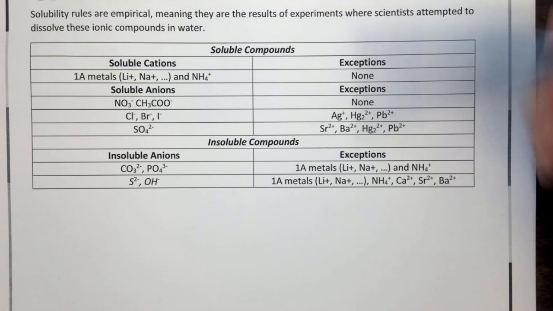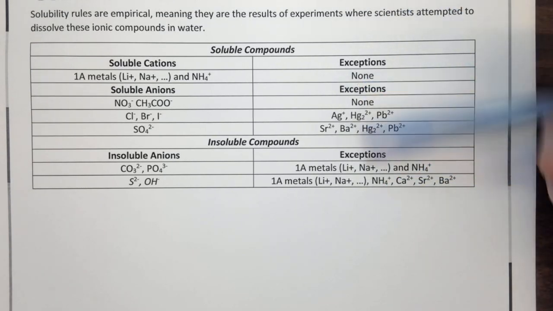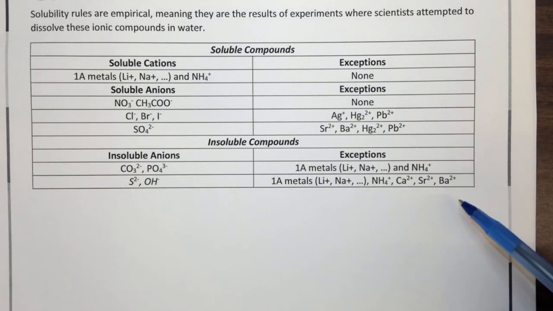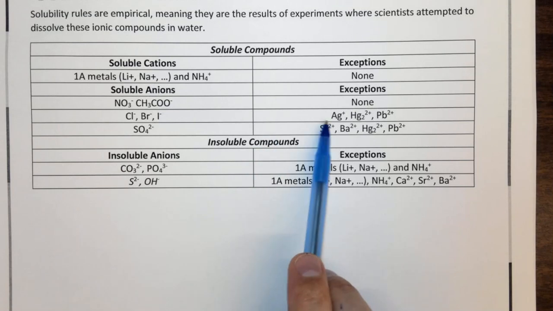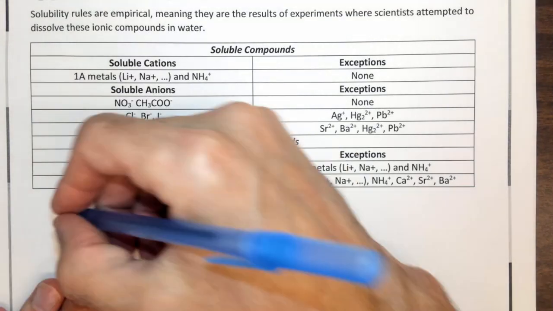So these are solubility rules, which are empirical, which means they're evidence-based. Someone actually took ammonium chloride and saw if it would dissolve. Or they took silver 1 chloride and found out that it wouldn't. And that's where these rules came from. So let's look at how one might apply these rules.